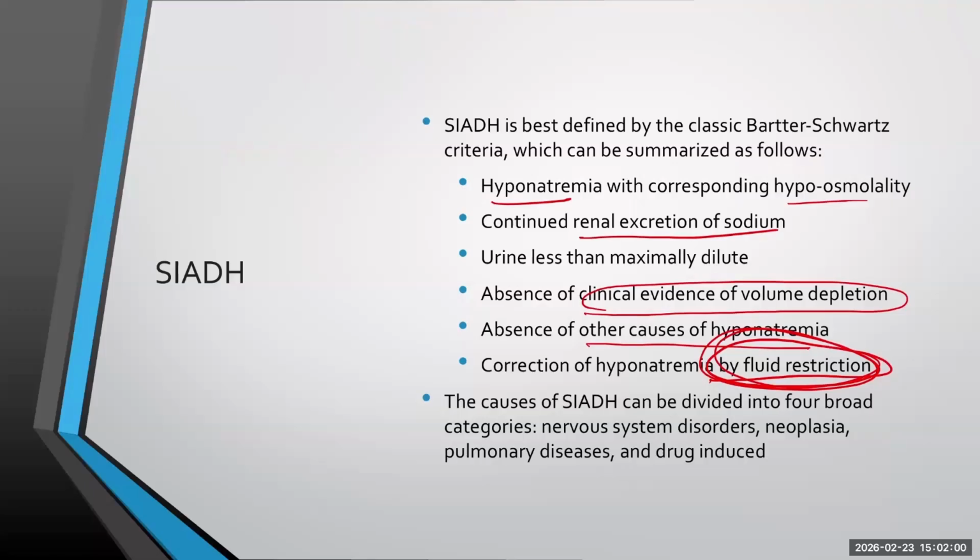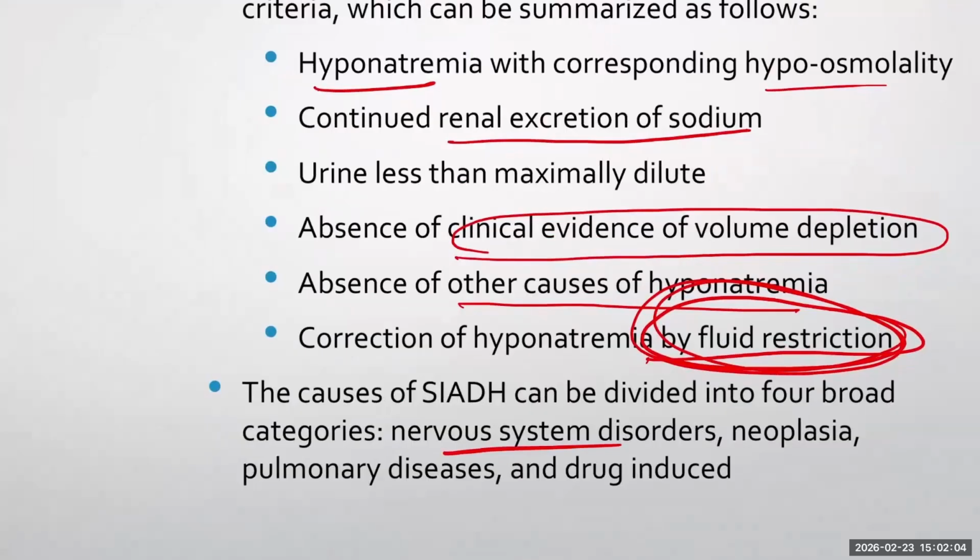So when it comes to the causes of SIADH, there's 4 categories. Nervous system problems, neoplasia, cancers, pulmonary diseases can also cause problems with ADH, and drug-induced. Those are the 4 categories for SIADH. Whereas for DI, it was all brain, head trauma, surgery, those things. With SIADH, it could be other things as well.